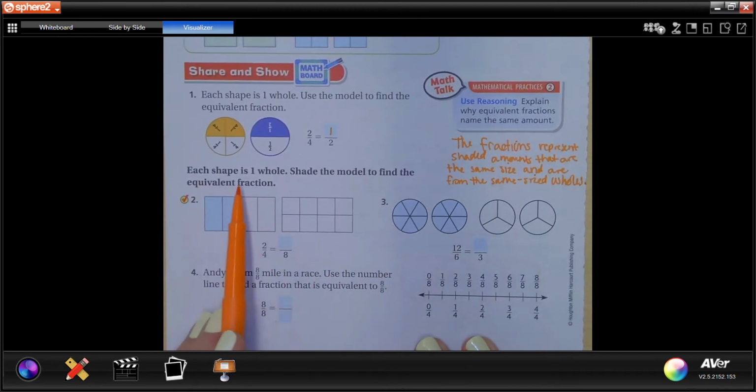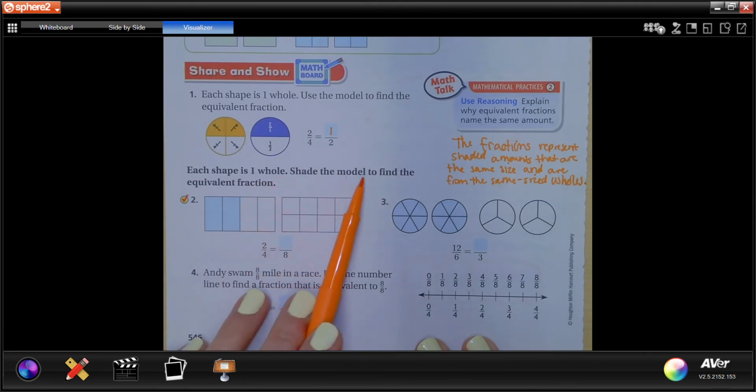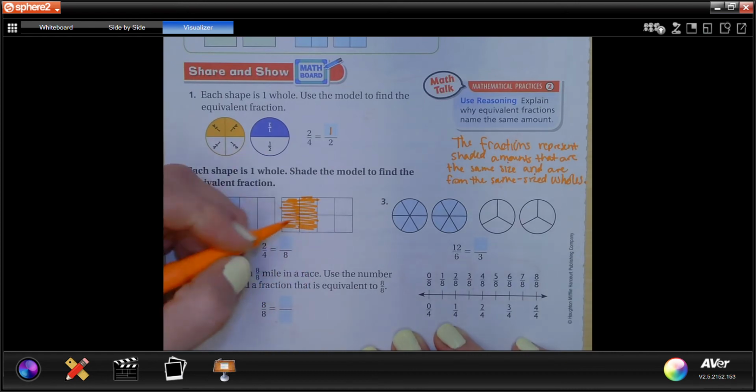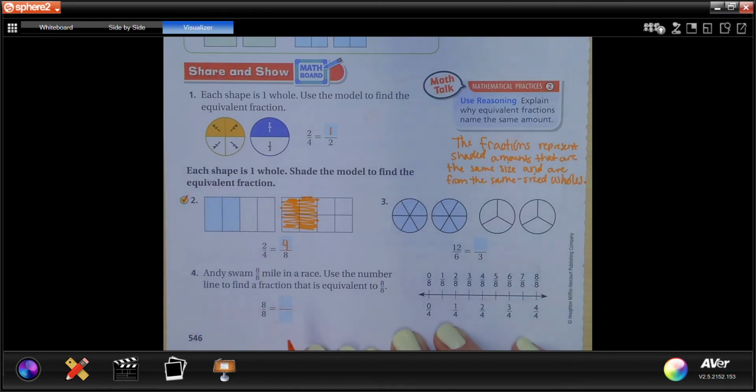Okay. Each shape is one whole. Shade the model to find the equivalent fraction. Okay, number 2. If we look, we have 2 out of 4 that are shaded. So we're going to shade the same amount over here out of the 8ths because 8 equal parts make up the whole over here. So we're going to shade to make it equal. So we'll shade this row and we will shade this row. Are those equivalent? Do they look the same shaded? Yes. So how many 8ths is that? 1, 2, 3, 4. So 2/4 is equivalent to 4/8.